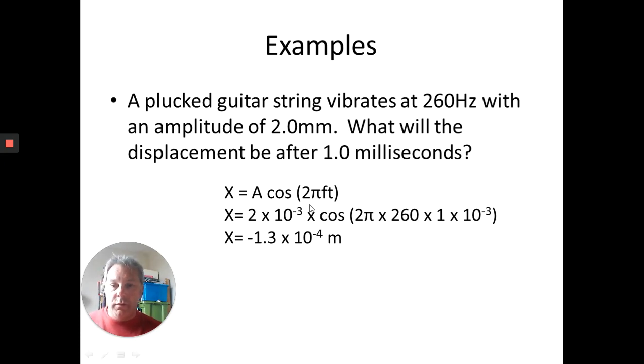So x equals a cos 2 pi ft, as we're after displacement. Its amplitude is 2 millimeters, so 2 times 10 to the minus 3 times cos of 2 pi times 260 hertz times a time of 1 millisecond. Putting it into your calculator, you get a displacement of minus 1.3 times 10 to the minus 4. The minus means obviously it's on the other side of the equilibrium.